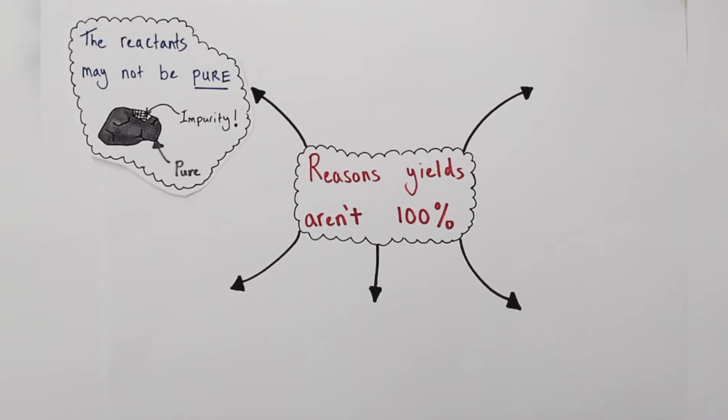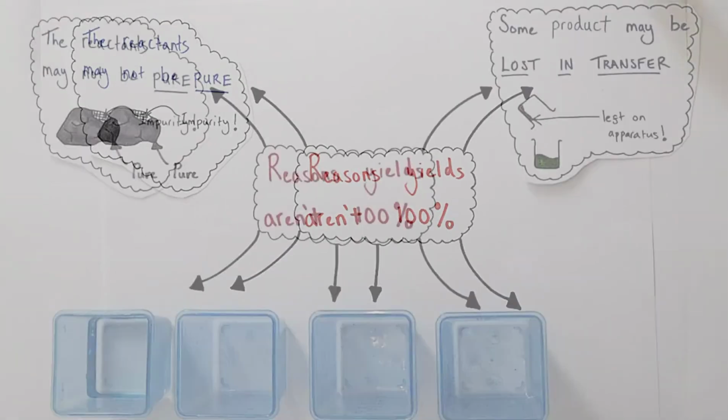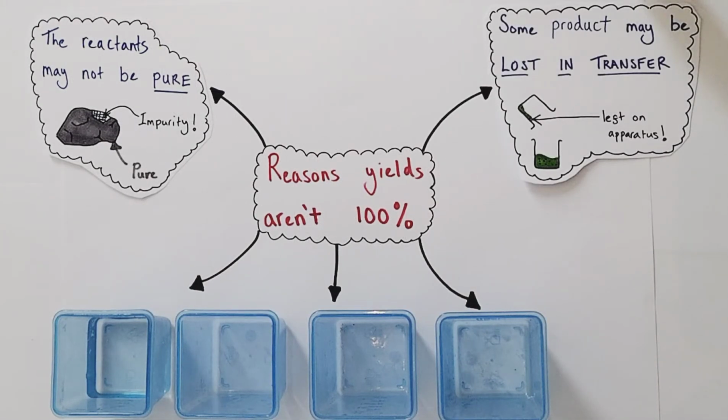The first reason is that it's likely the reactants may not be absolutely pure. They may have a small proportion of impurities that will react in different ways, producing different products, and therefore your yield will not be able to be 100%. The second reason is that some product may be lost in transfer, i.e. left behind on the apparatus as it's transferred from step to step in a multi-step process.